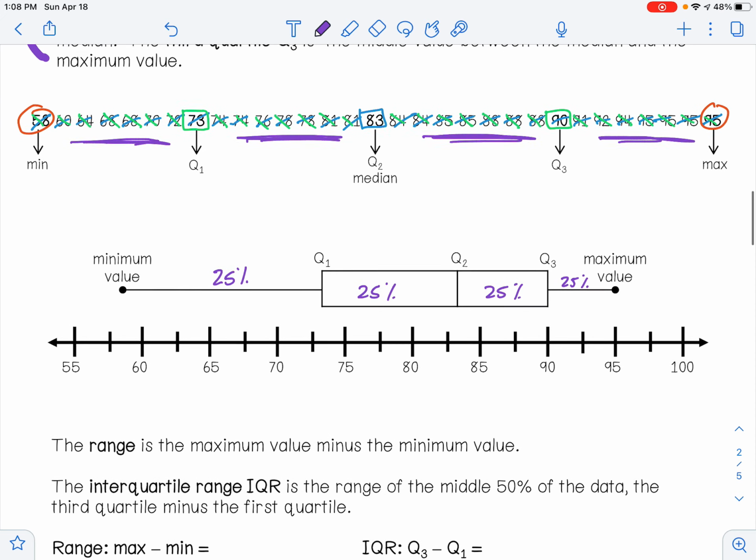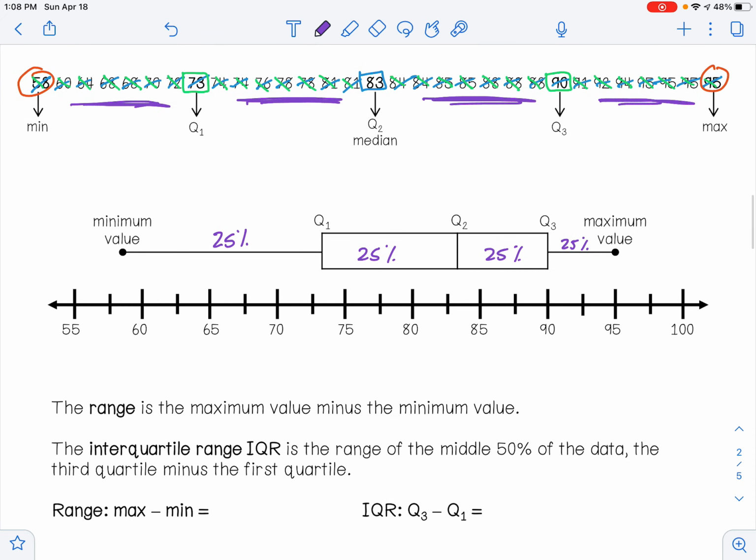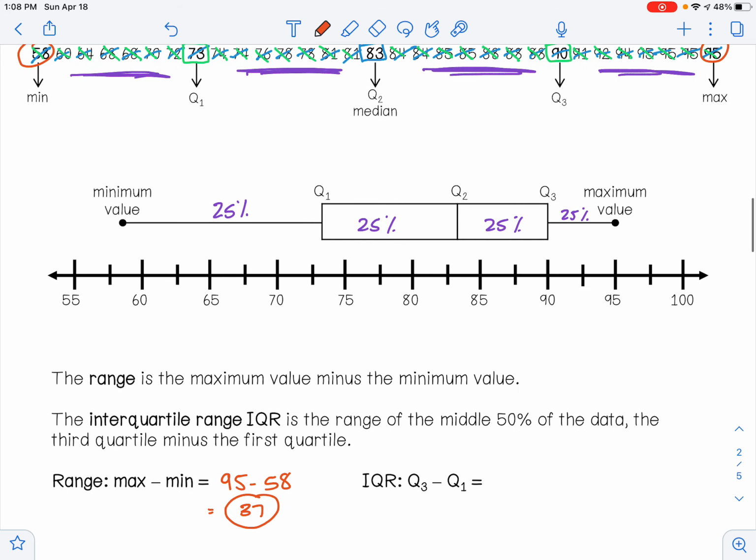The range is the maximum value minus the minimum value. So in this case, our range would be 95 minus 58. And so if I grab my calculator, 95 minus 58 is 37. So the range of this data is 37.